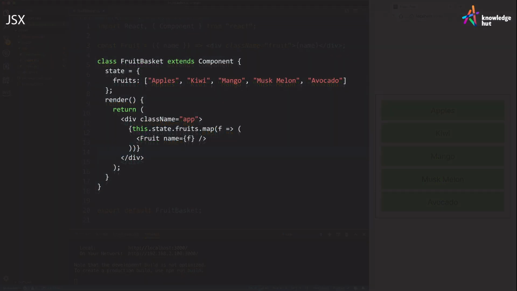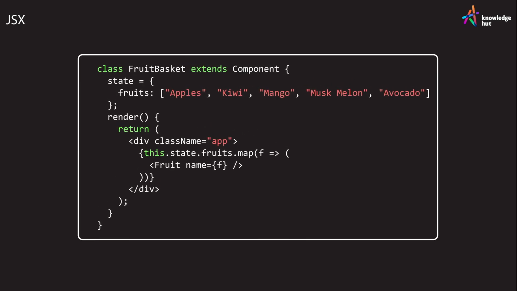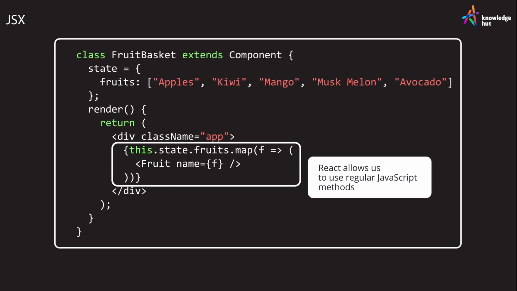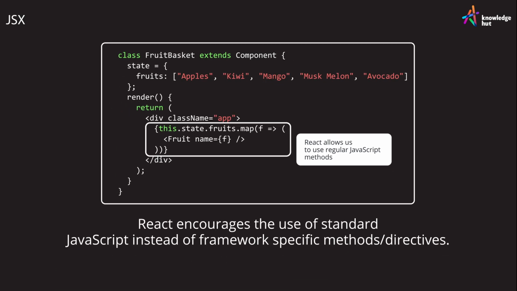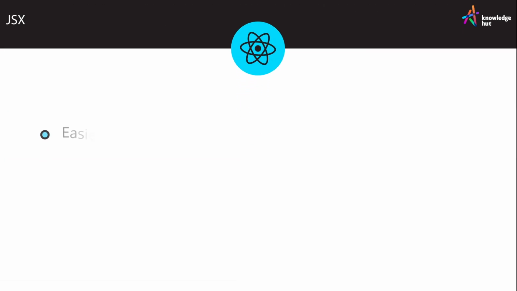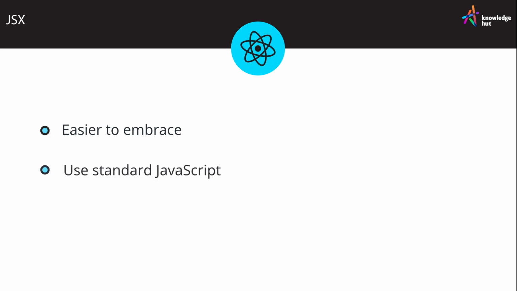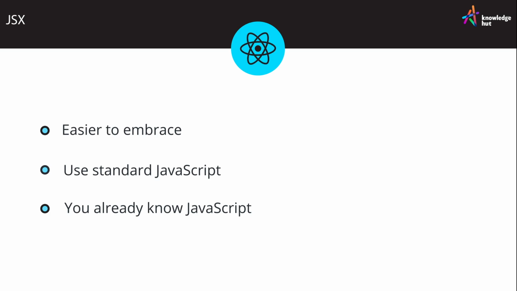As you saw in this quick example, we were able to use the map method, which is a regular JavaScript method, to produce instances of the Fruit component. React actually encourages the use of standard JavaScript instead of forcing you to use library or framework-specific methods and directives. This makes it easier for developers to embrace React because you don't have to waste your energies on learning an opinionated syntax just to be able to use the library. Your existing knowledge of JavaScript is given due importance and is used extensively.